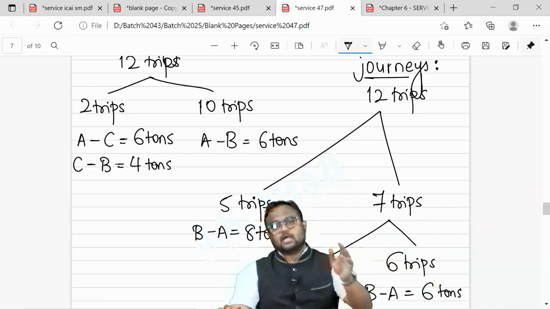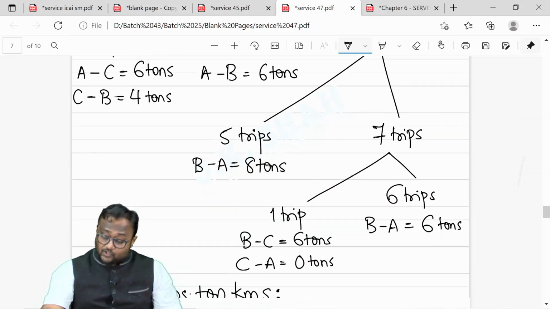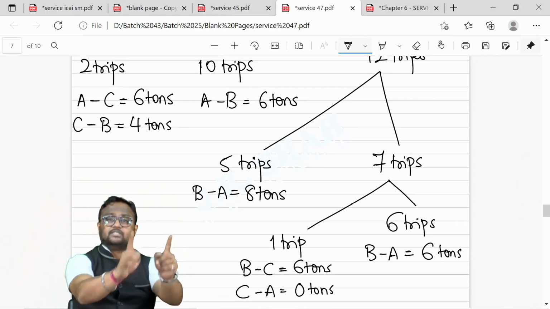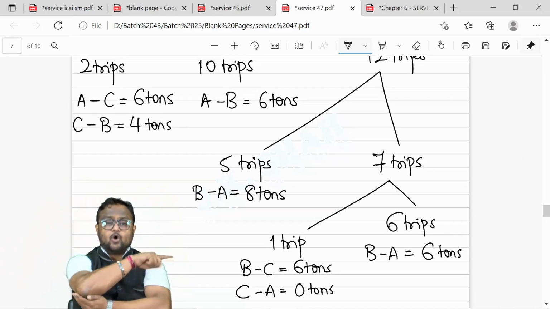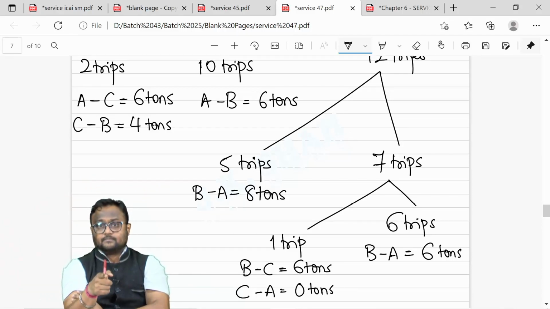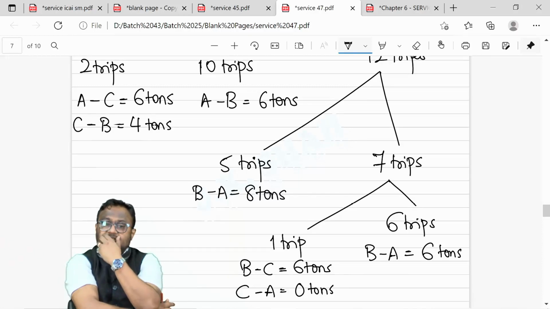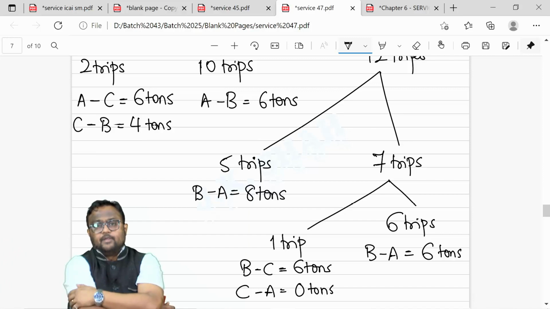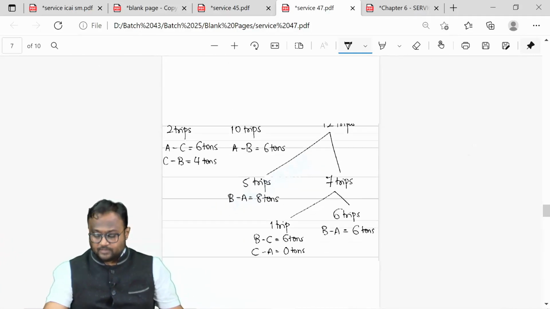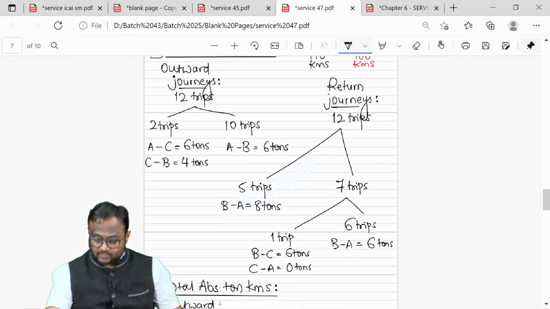The balance 7 trips were started with 6 tons. But once you unloaded the entire lot at C, from B you started with 6 tons. At C, you unloaded all 6 tons. That means you were left with nothing in the truck. So from C to A, you carried nothing. So C to A, 0 tons. B to C, 6 tons. For the balance 6 trips, they did not say anything, so we must have definitely carried a full load of 6 tons.